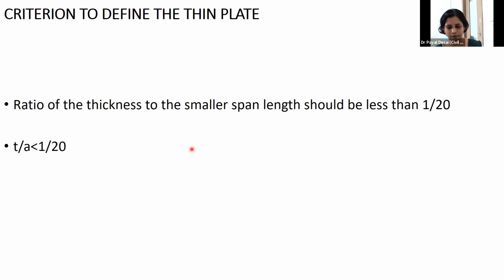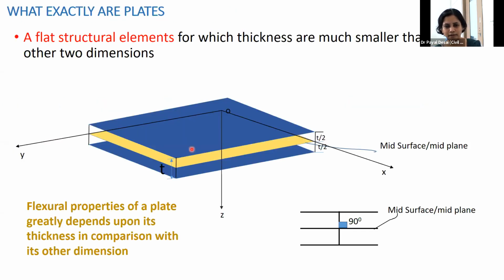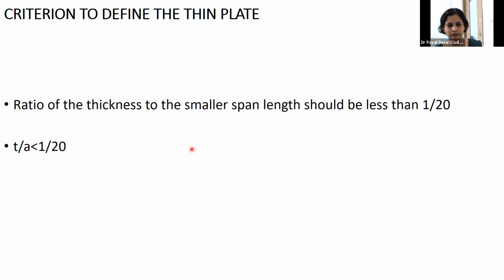There can be a rectangular plate. I am not telling only square plate. There can be a rectangular plate also. The ratio of the thickness to the shorter span, if less than 1/20, then we can call the plate a thin plate. Okay. And the significance of defining thin and thick, we will see what exactly is the difference between thin and thick.